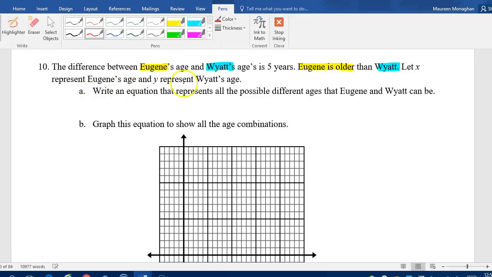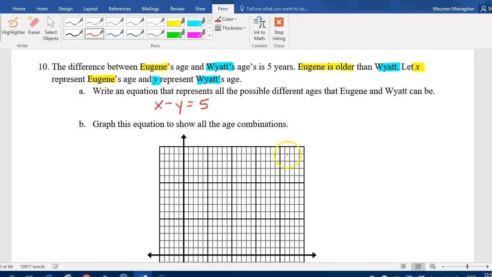Okay. Well, let's see. Eugene is older. And Eugene is X. X is Eugene. And Y is Wyatt. Well, it matters who's older, because if Eugene is older and he's X, we're going to have to subtract Eugene minus Wyatt, and their difference is 5. Okay, so that's the equation.